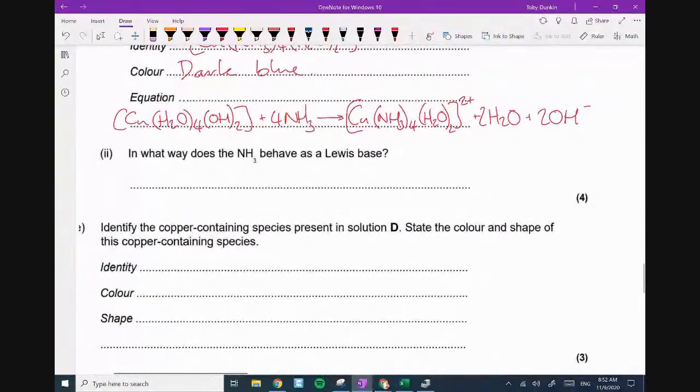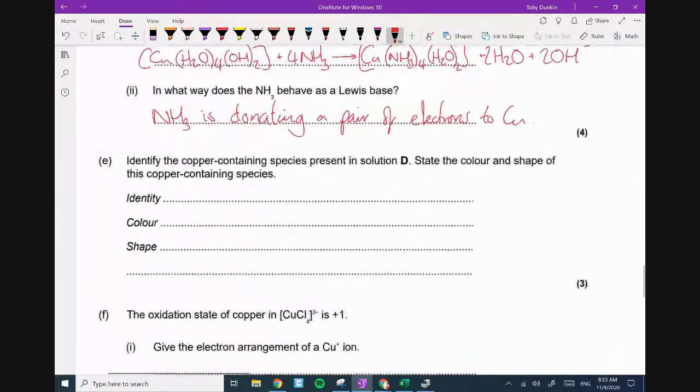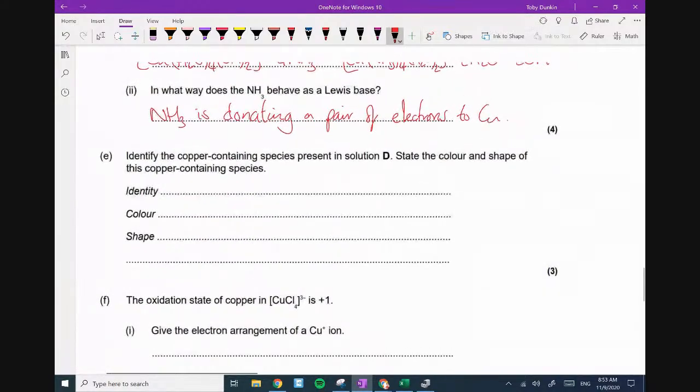Next, in what way does the ammonia act as a Lewis base? The ammonia is acting as a Lewis base by donating a pair of electrons. Ammonia is donating a pair of electrons to copper. We're done.